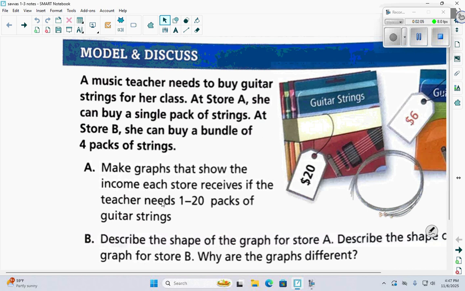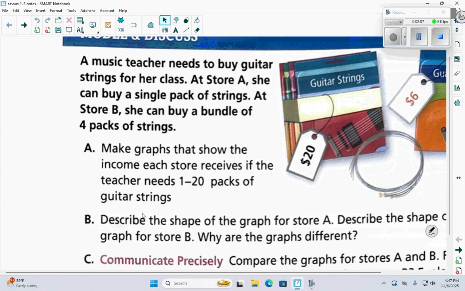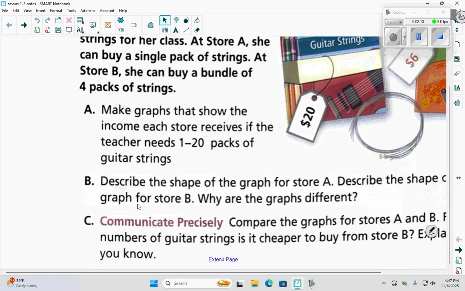So you're going to do the graphs on that, the 2 separate graphs. Then you're going to describe the shape of the graph for store A, and describe the shape of the graph for store B, and then why are the graphs different. So you would write that on B. And then C, now you're going to compare the graphs of stores A and B, the numbers of strings, and which one is cheaper to buy from.